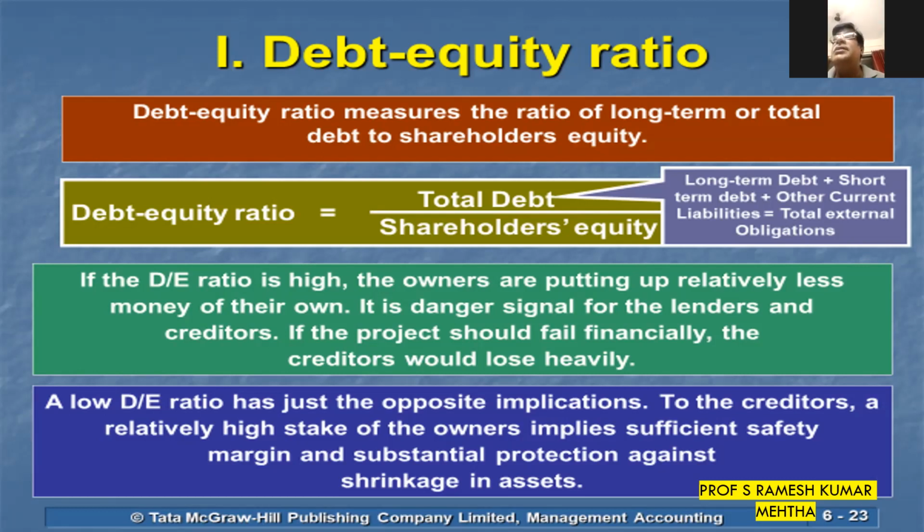Now, total debt is again divided into three parts: long term debt, short term debt, and other current liabilities. But here I will emphasize considering only long term debt. Now, what is the importance? If the debt equity ratio is very high, when is it very high? When the debt is very high in comparison with the equity share capital. It means the owner's own fund is very little compared to the loans which they have taken from outsiders like bankers, financial institutions, debenture holders, bond holders, and fixed deposit holders.